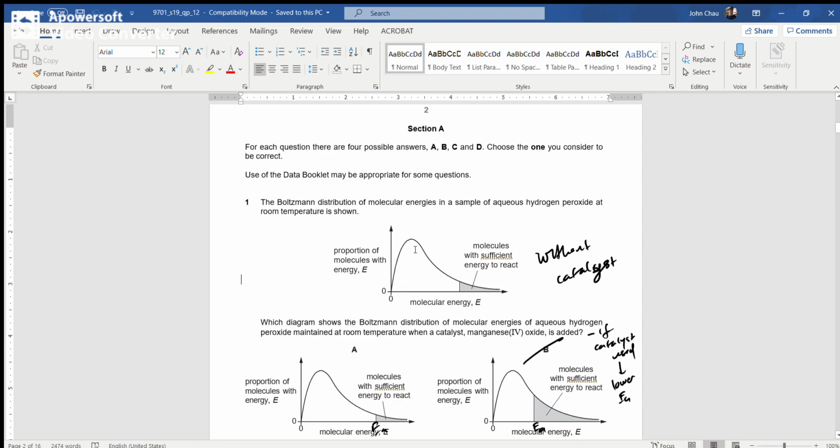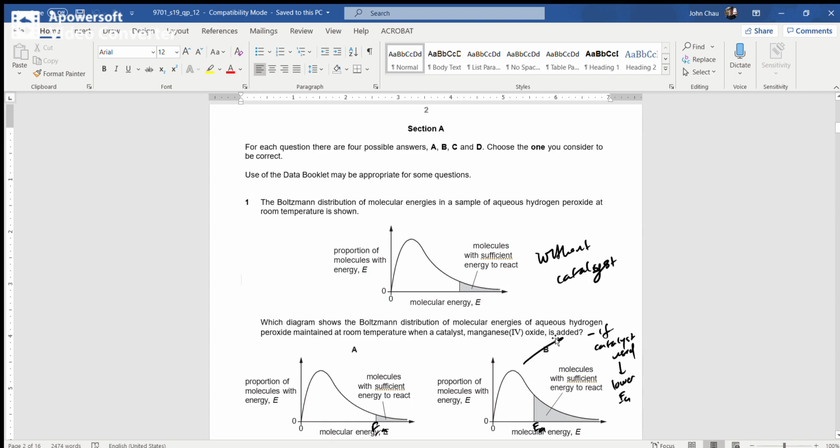Now this curve is without catalyst, because the catalyst for this reaction is manganese(IV) oxide. Which diagram shows the Boltzmann distribution of molecular energies of aqueous hydrogen peroxide maintained at room temperature when a catalyst, manganese(IV) oxide, is added?